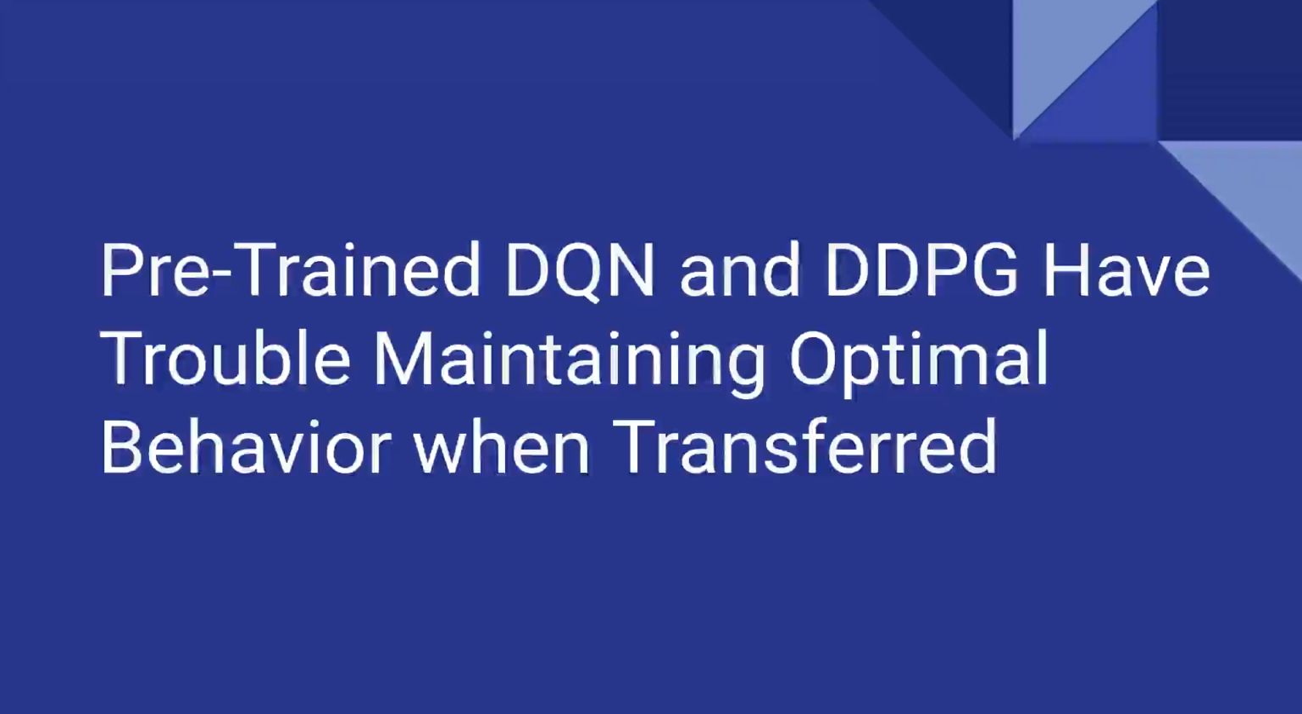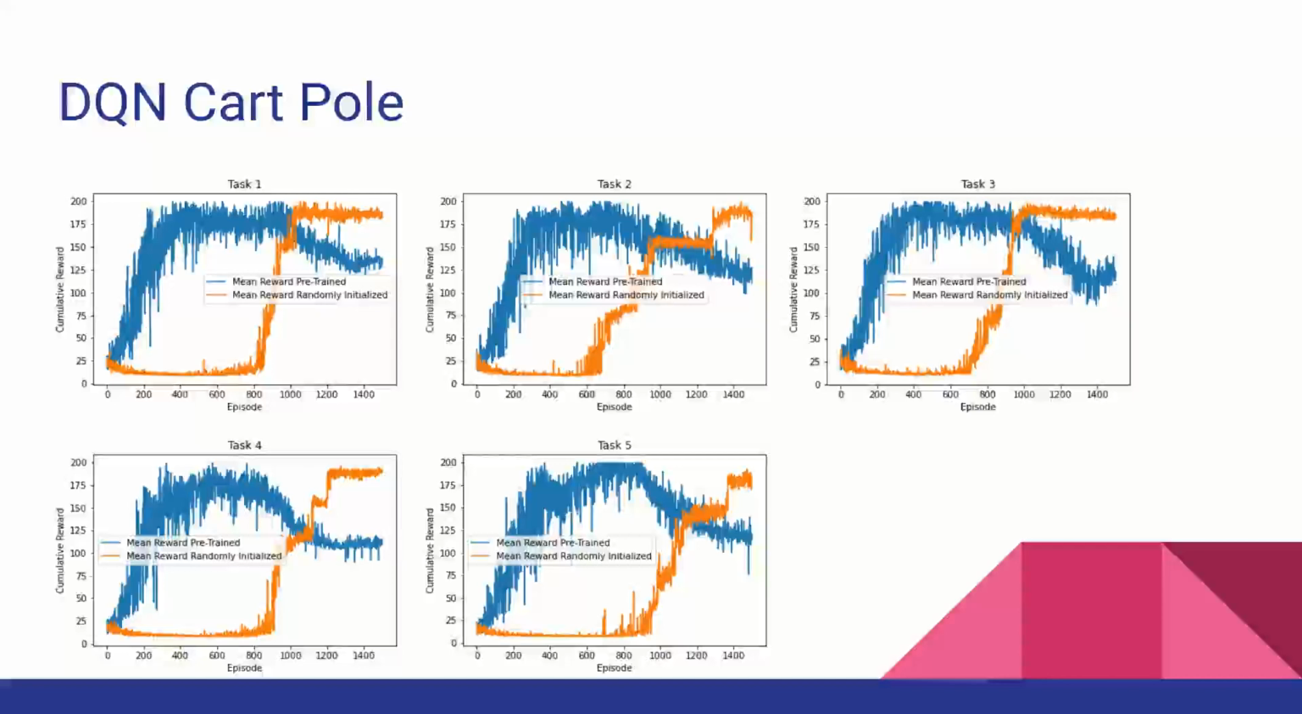One of our more interesting results is that pre-trained DQN and DDPG agents have trouble maintaining their optimal behavior when transferred to new tasks. For example, with the cart pole environment, we can see that the DQN pre-trained agent initially has successfully transferred to the new task. However, after roughly 1,000 episodes of training, or longer periods of training, it's outperformed by the randomly initialized agent, as shown in all of these 5 different plots.